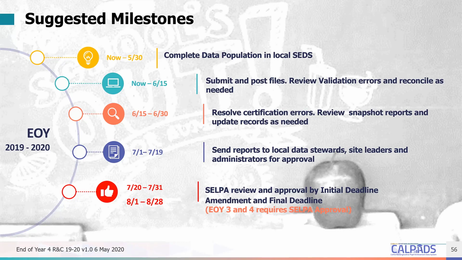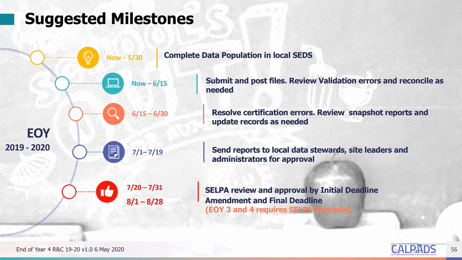Currently, the data population should be ongoing from your local system, right? You should be updating data until it has been completed. And then at that time, and we hope that is prior to the middle of June, right? So between now and the middle of June, not only are you completing the data population in your local system, but you're updating those records as they are completed. You're submitting the information for those 3 files into CalPADS.